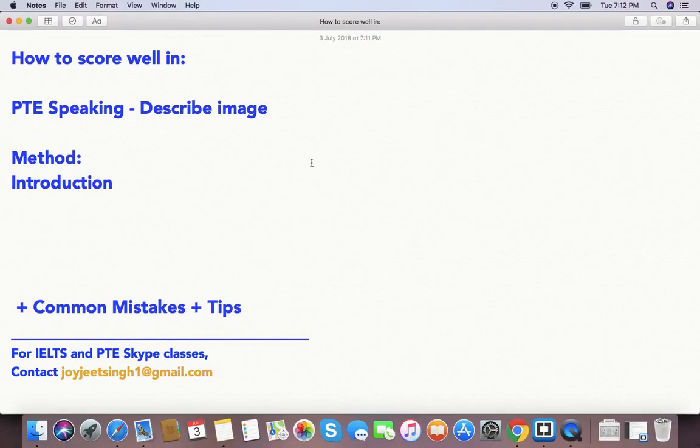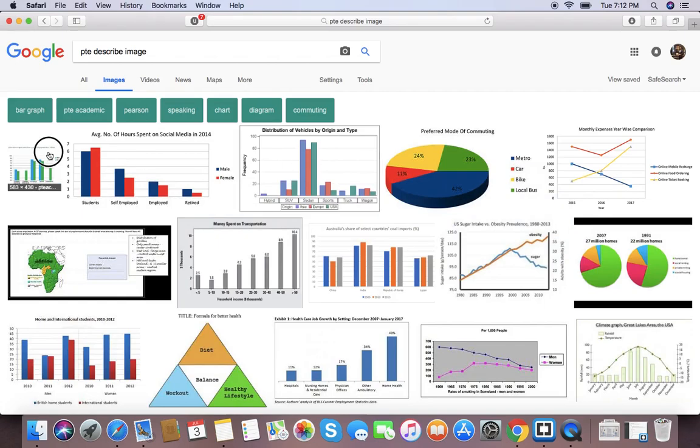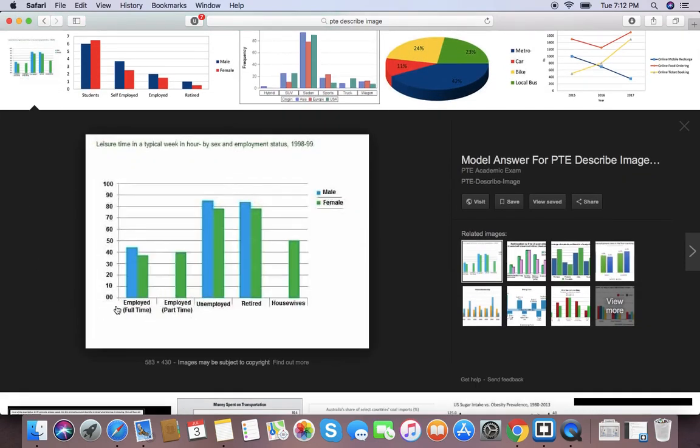In the introduction, for example this image, have a look at the bottom, the sides and the top. This should give you a fair idea of what the image is about. So in this case, this image is showing the leisure time in a typical week. Now the introduction for this could be simple like, this is a bar graph which shows the leisure time in a typical week enjoyed by males and females in different categories such as full-time employed, part-time employed, unemployed, retired, and the housewives. So that's the introduction. Just state what it is.